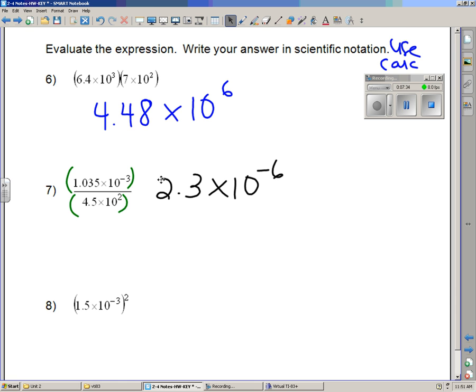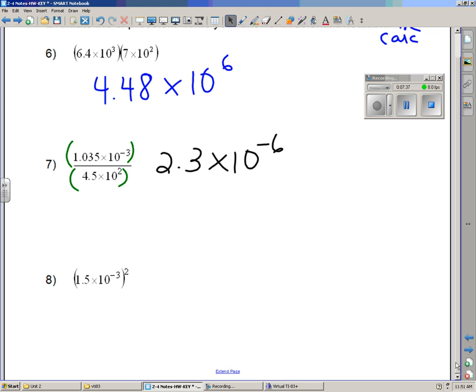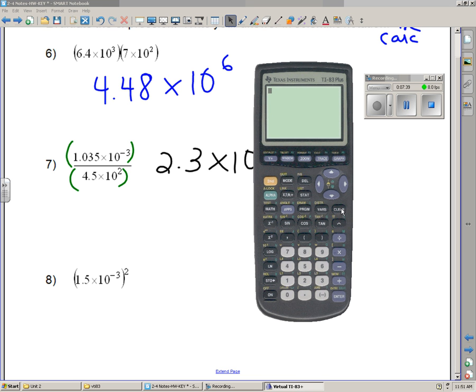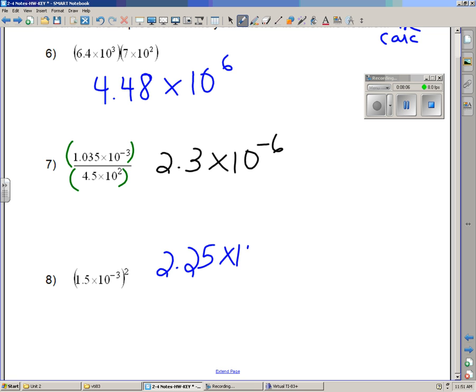And then the last one, just type in exactly what you see. Bring this calculator back up, clear out the old stuff. In parentheses, 1.5 times 10 to the negative 3, and then I'm going to square that whole thing. And that comes out to be 2.25 times 10 to the negative 6. So I've got 2.25. And there's your answer. So that should be good.